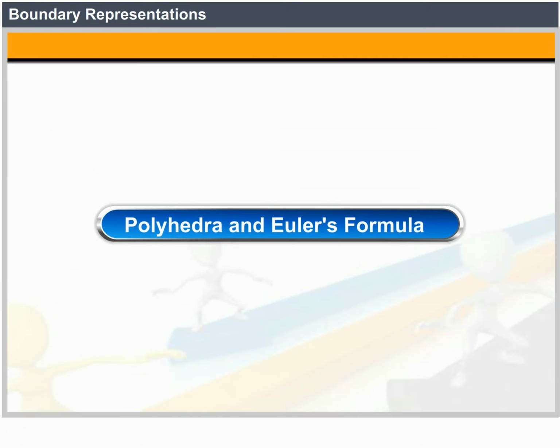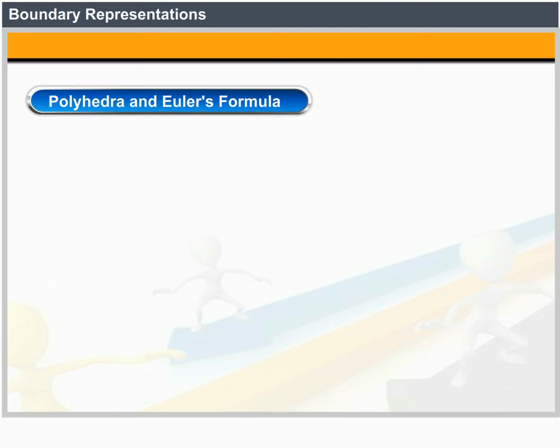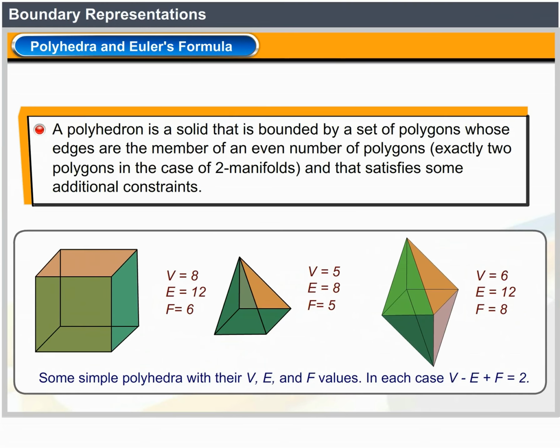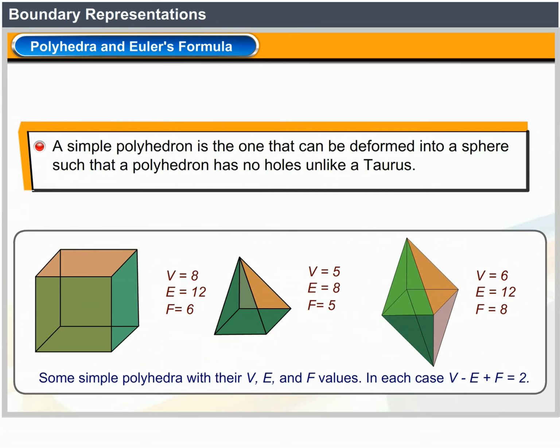Polyhedra and Euler's formula. A polyhedron is a solid that is bounded by a set of polygons whose edges are each a member of an even number of polygons, exactly two polygons in the case of two-manifolds, and that satisfies some additional constraints. A simple polyhedron is one that can be deformed into a sphere, that is, a polyhedron that, unlike a torus, has no holes.